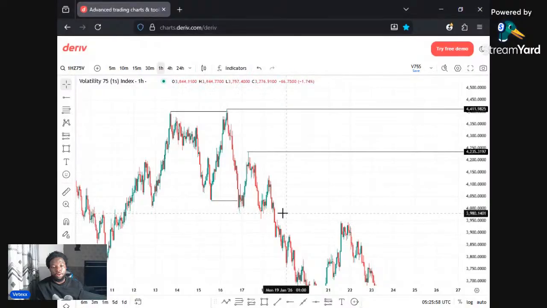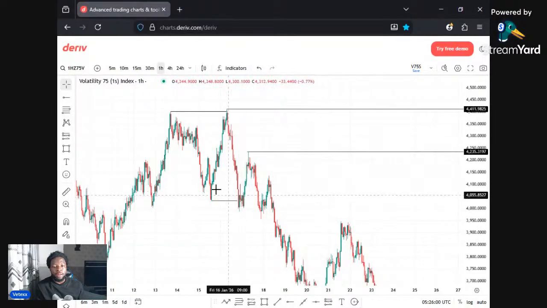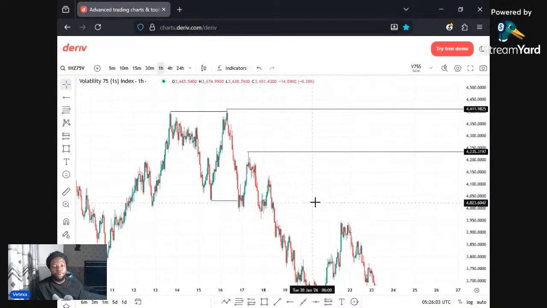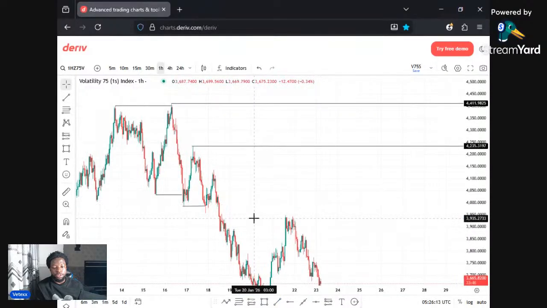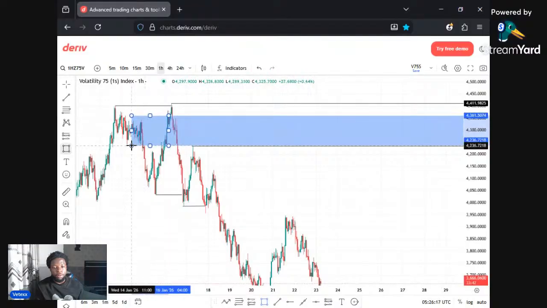Okay, now this becomes our type 1 setup, or you can call it an A plus setup. First break of structure, second break of structure, first sweep of liquidity, second sweep of liquidity. Okay, that's to make the name easier for you when you want to call it. So this zone now becomes our point of interest. This becomes our point of interest.